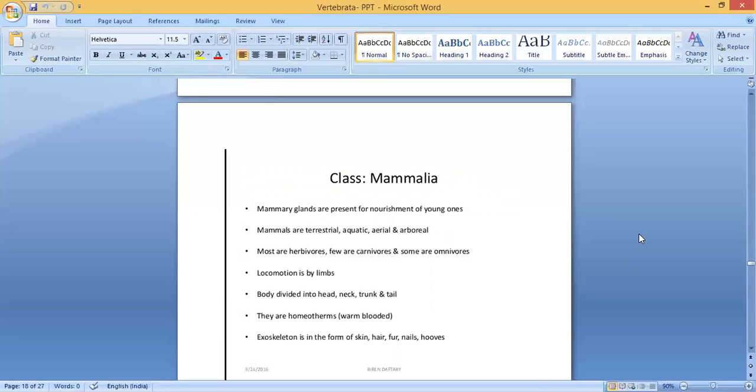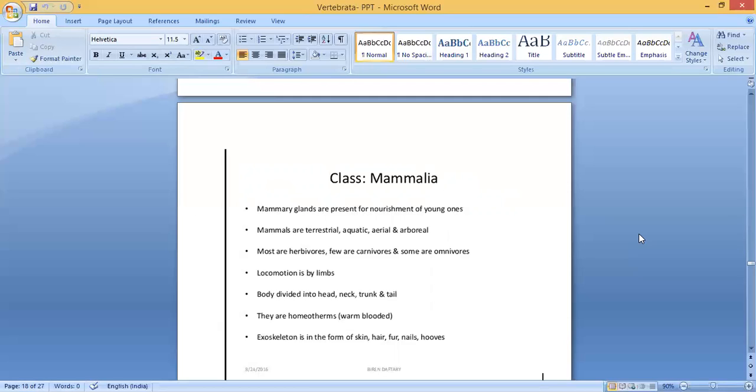Mammals are terrestrial, aquatic, aerial, and arboreal. Some are terrestrial, living on land. Some are aquatic, in water. Some are aerial, meaning in air, and arboreal. Okay. Then, most are herbivores, few are carnivores, and some are omnivores.